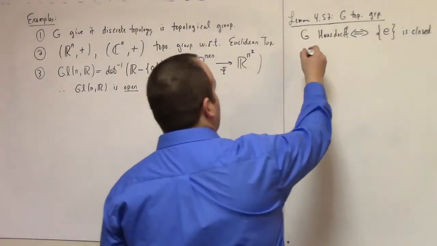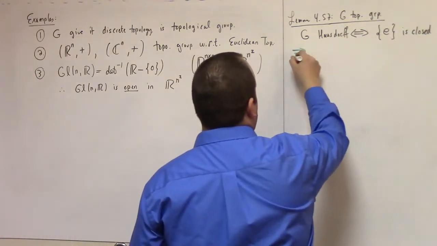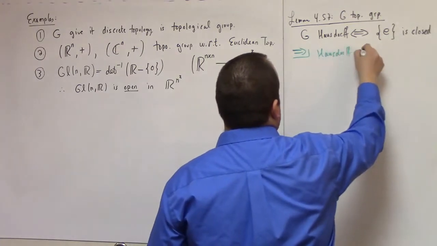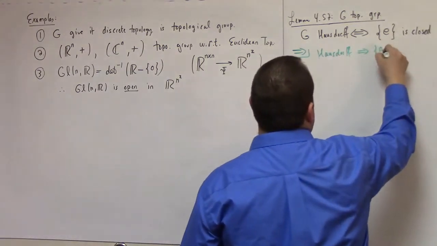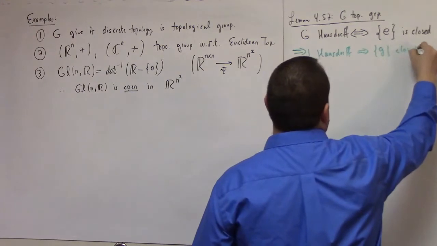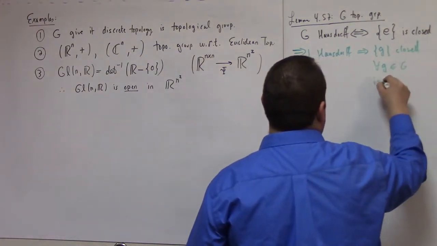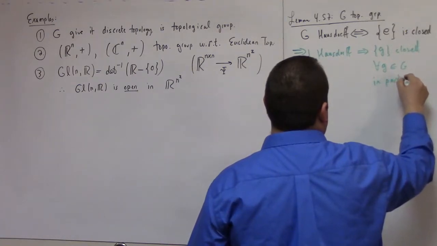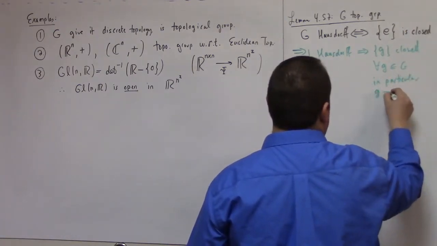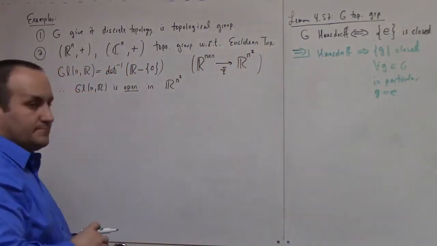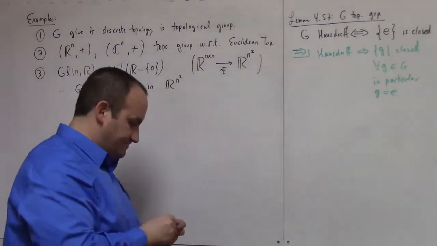So this direction, well, Hausdorff implies that {g} is closed for all g in G. So in particular, {g} equals {e}, where you use the identity element. How about the other direction here?